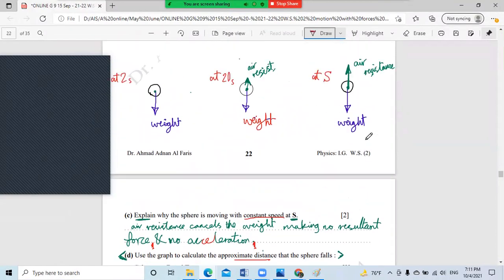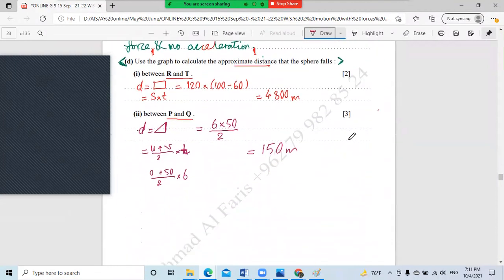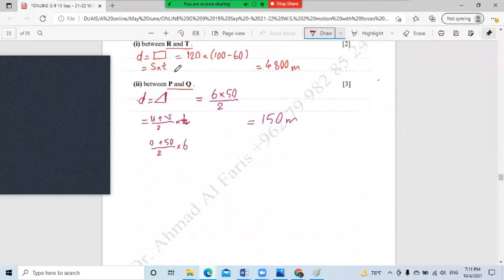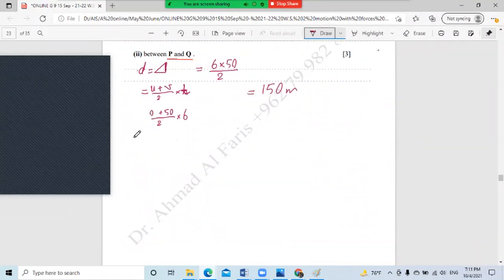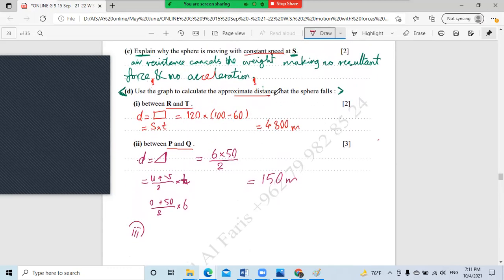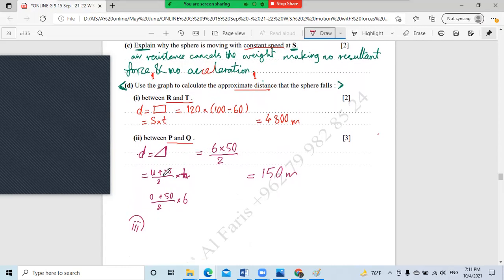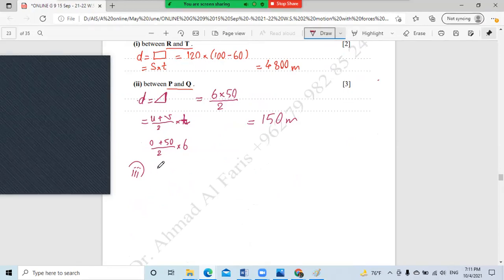Okay, good. Now, as you can see, we found the approximate distance from R to T and from P to Q. Part three: use the graph to calculate the approximate distance that the sphere falls between R to T, between P to Q. Let's do part three, the whole distance, the total height. How can we find out the total height?